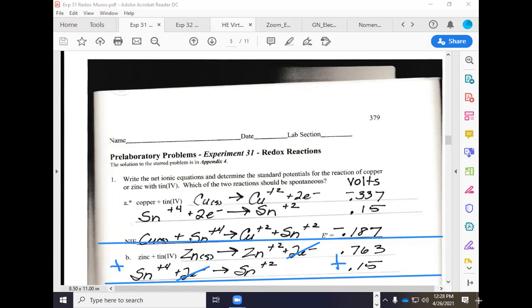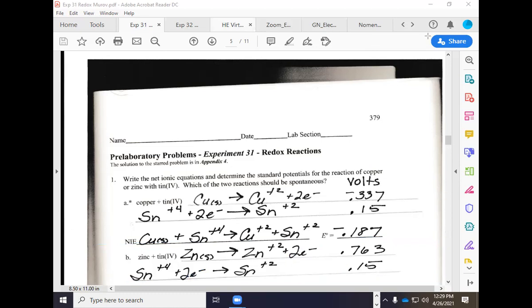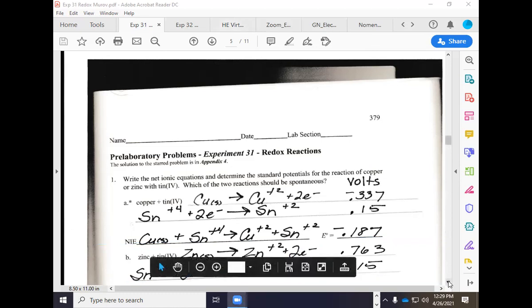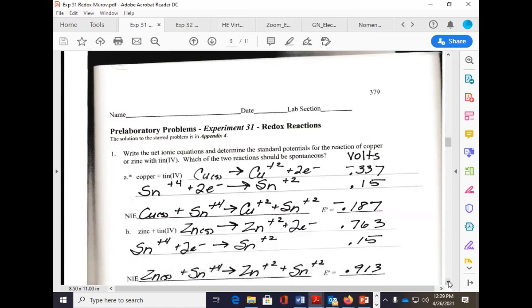So then you're going to write your net ionic equation. I'll give you a little bit of time to do that. And you're going to write your E equals. So go ahead and do that right now. And this is what you should have gotten.